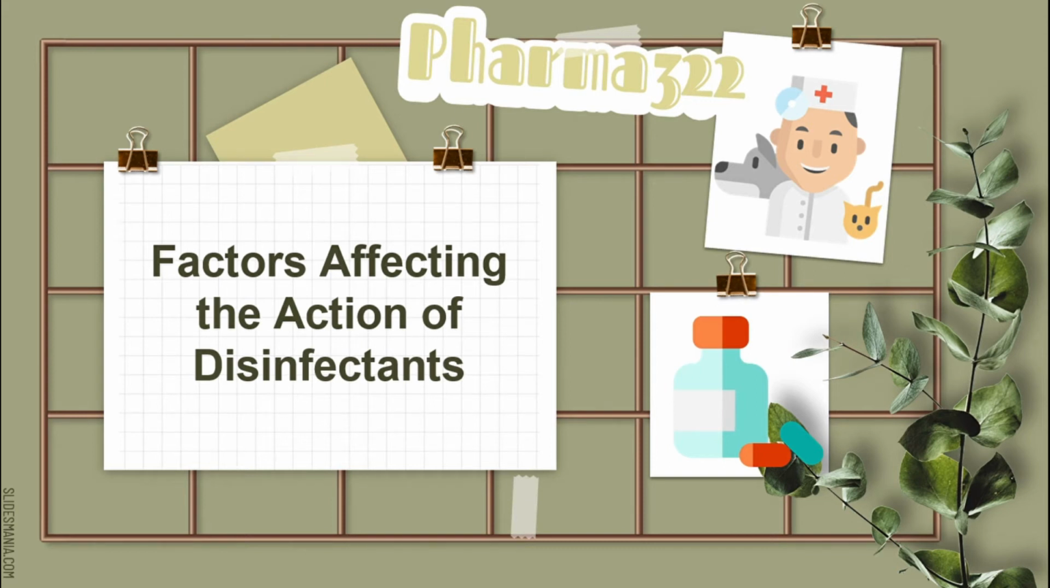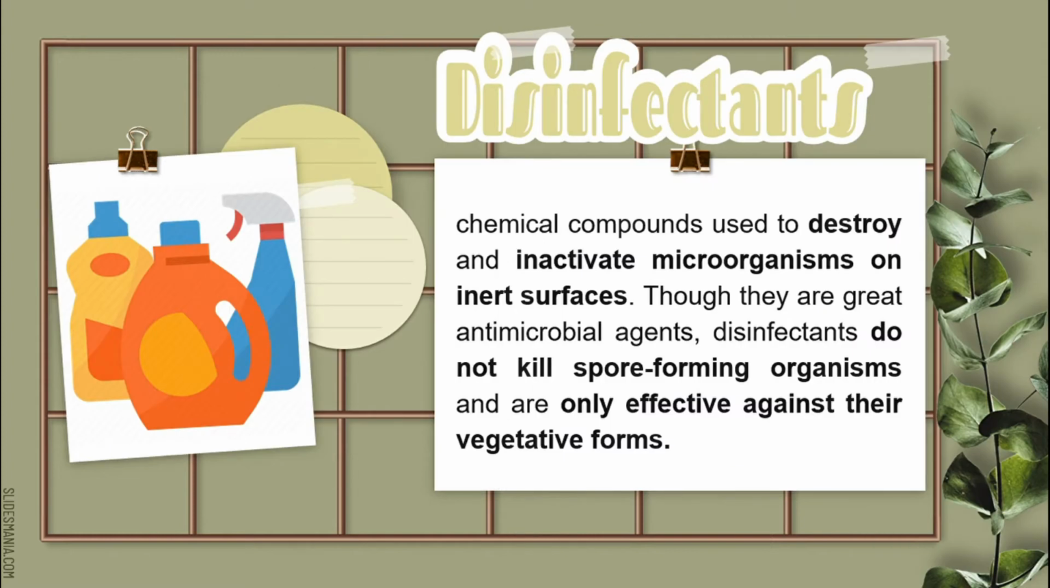In this video presentation, I'll discuss one by one the factors affecting the action of disinfectants. But first, let's define what disinfectants are. Disinfectants are chemical compounds used to destroy and inactivate microorganisms on inert surfaces like benches, tables, and other surfaces. They are also known for their antimicrobial abilities. Despite this, they do not kill spore-forming organisms and can only disrupt their vegetative forms.